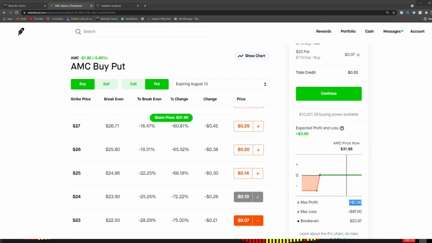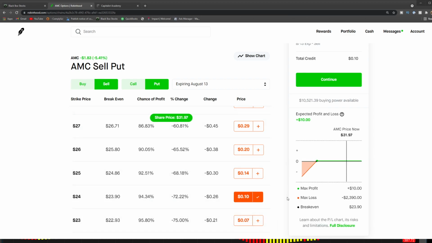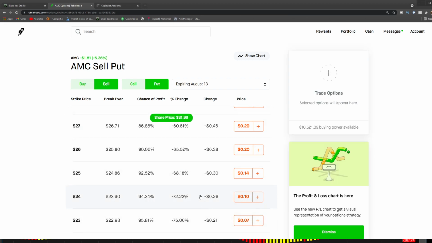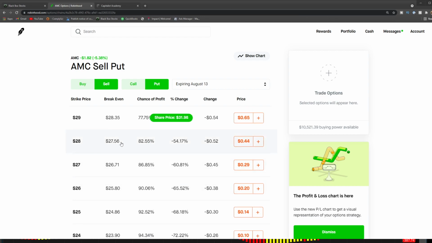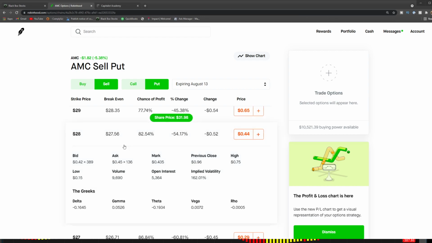So the chances of making money are significantly higher the further you go away from the in the money strike price, but the less money you're going to end up making. So you want to find a good happy medium between risk and potential reward. At the end of the day, though, what you're really going to want to look for is volume.